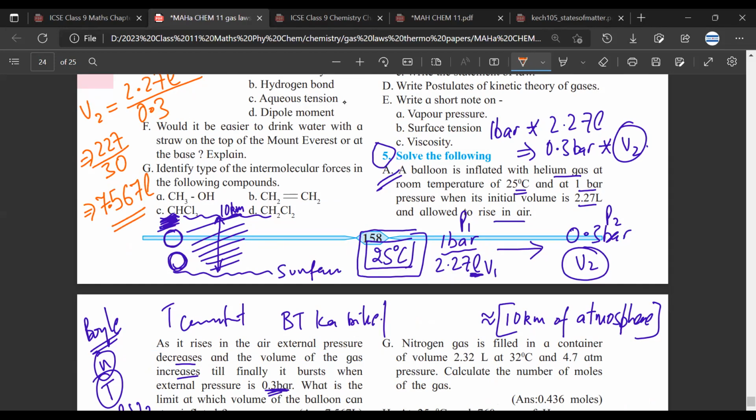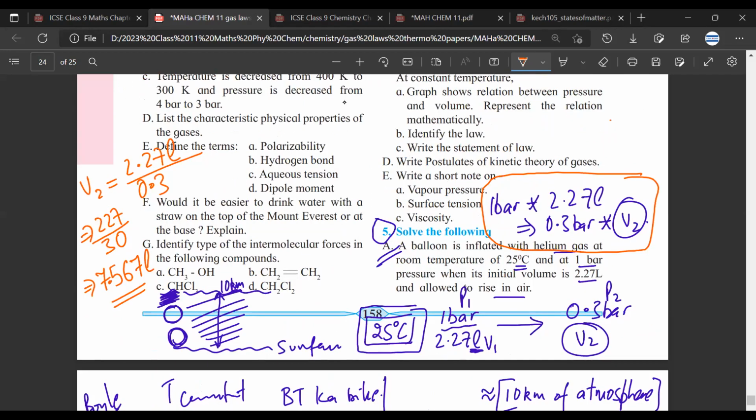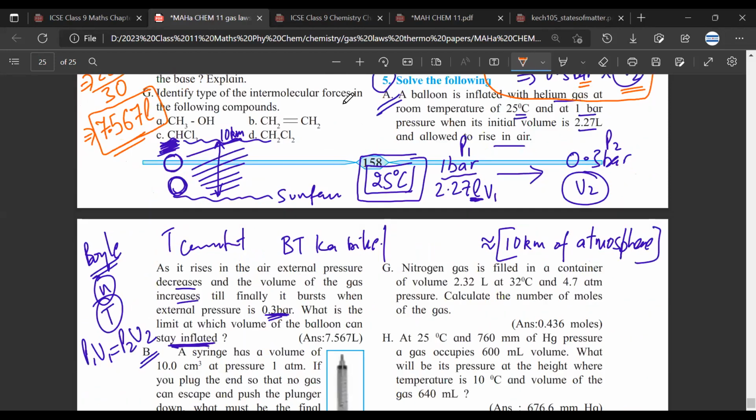So when we apply P1 V1 is equal to P2 V2, 1 bar into 2.27 liter is equal to 0.3 bar into V2. What we need to remember is that this V2 would come in liters because this bar and this bar will get cancelled. So no unit conversion is required. So V2 would be equal to 2.27 liter upon 0.3. And if we solve this, the answer that we will get is 7.567 liters, which is the final answer.